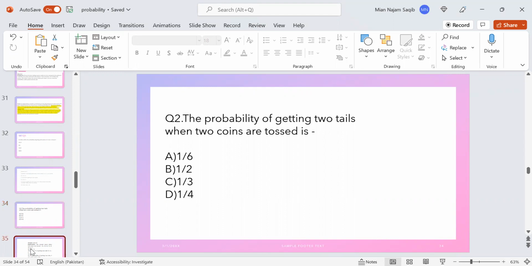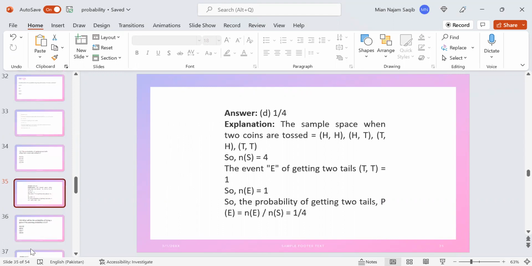The answer is D in this case, because we're tossing 2 coins. If you consider 2 coins, the options are either heads-heads, heads-tails, tails-heads, or tails-tails. So there are 4 different events that can occur. And the probability that you're actually going to get two tails out of 4 total outcomes is going to be 1 over 4. This is the explanation.